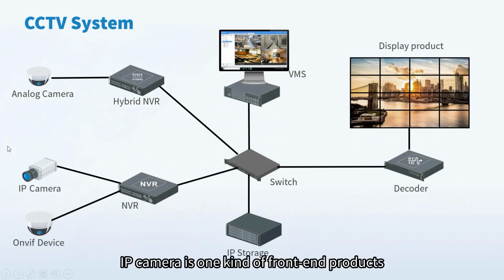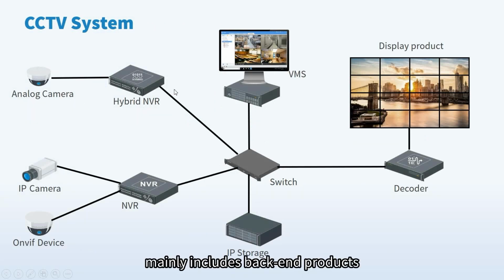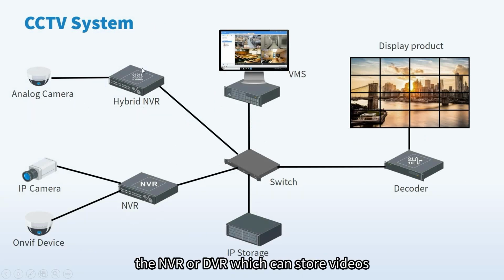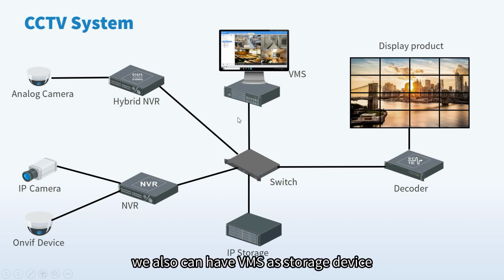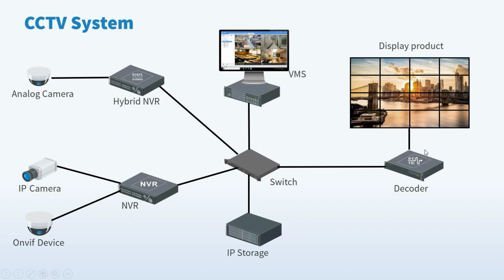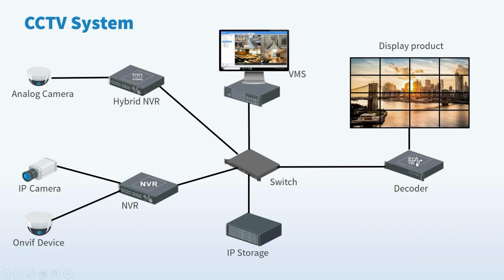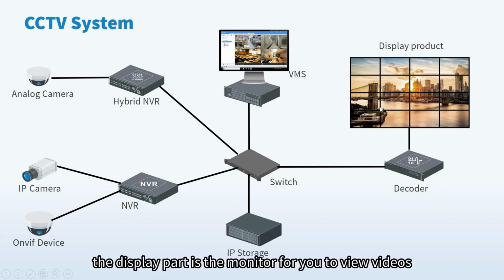IP camera is one kind of front-end products. Recording and search part mainly includes back-end products, the NVR or DVR, which can store videos. We also can have VMS as storage device. If you want to manage your entire video system perfectly, you can seek help from the VMS. A decoder can make the decoding capability of your system better. The display part is the monitor for you to view videos.